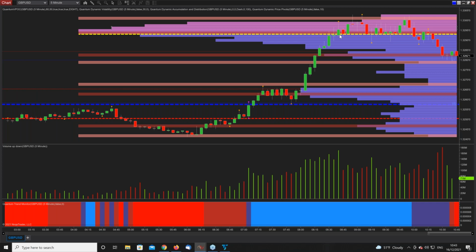In other words, we've got effort going in, but we're not seeing a result from that effort. So volume is being driven in and the price is not reflecting that. So there has to be a decent amount of selling in there.